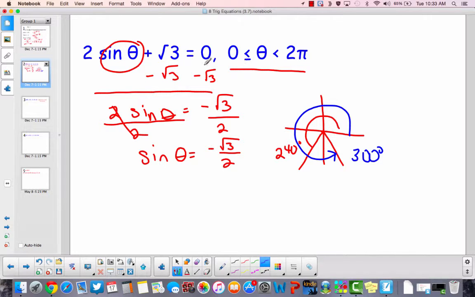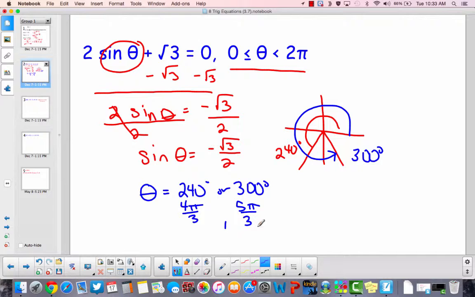So what are our values? Since this is in terms of pi, that's really what we want to write. So theta, we said, is 240 degrees or 300 degrees. But if we're writing in terms of pi, this is 4 pi over 3, and this is 5 pi over 3. If you plug either one of those two angles back into this equation, you will get 0, if you plug 4 pi over 3 in, if you plug 5 pi over 3 in. Check that on your calculator just to make sure.